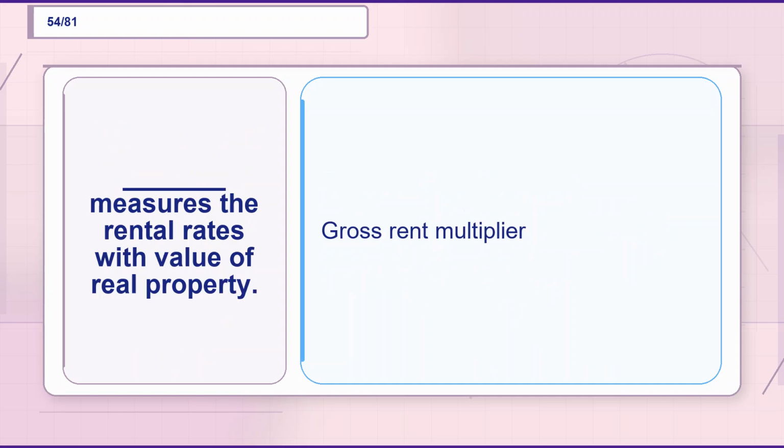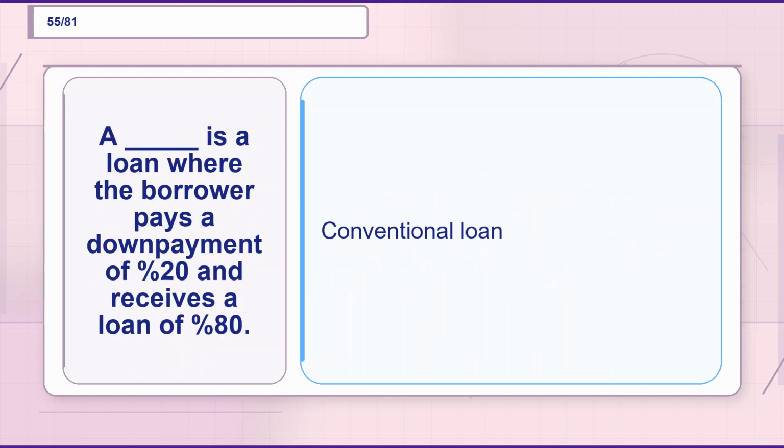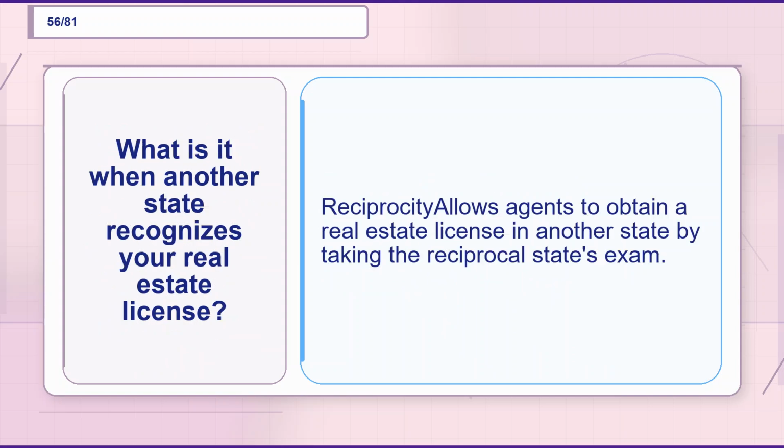Flashcard 54. Term: blank measures the rental rates with value of real property. Definition: gross rent multiplier. Flashcard 55. Term: a blank is a loan where the borrower pays a down payment of 20% and receives a loan of 80%. Definition: conventional loan.